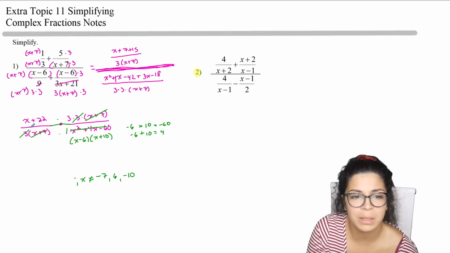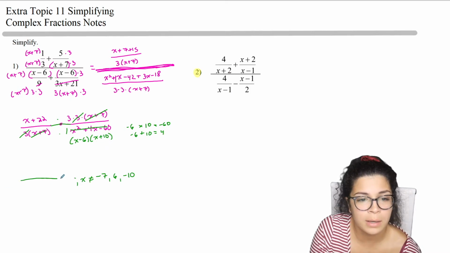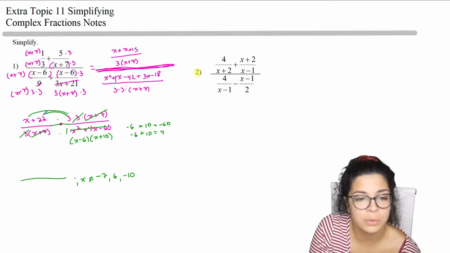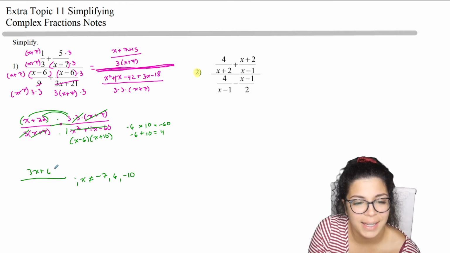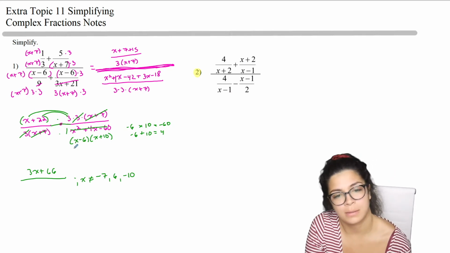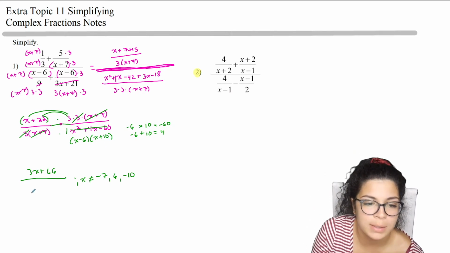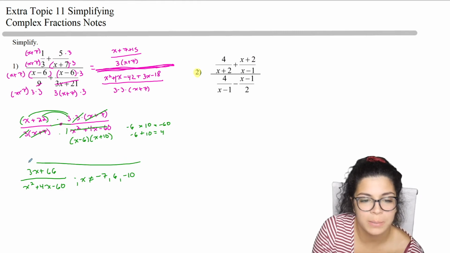Here we have x plus 22, and here we have x minus 6 and x plus 10, so that will not cancel at all. So the numerator will be 3 times x plus 22, which would be 3x plus 66. And then in the denominator, we have the original x minus 6 times x plus 10, which was x squared plus 4x minus 60, because nothing canceled. So that is my final answer.